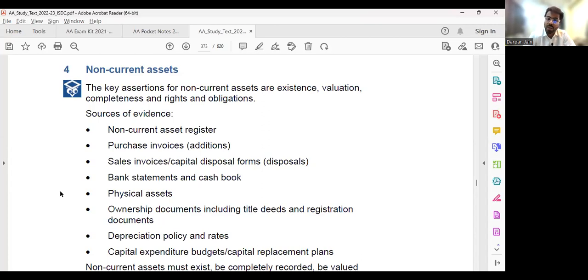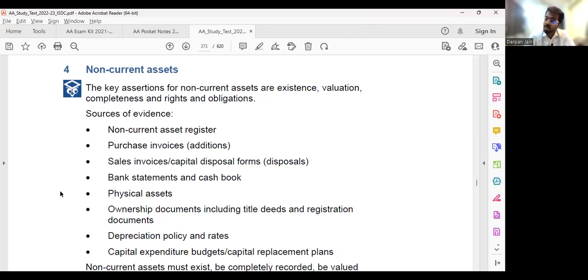As I told you already about one source, your non-current asset register or the fixed asset register. The client has to maintain a non-current asset register, right? That fixed asset register that the company is maintaining is also a source of evidence. What does this register contain? It contains the details of each of the different fixed assets with their individual values and their location.